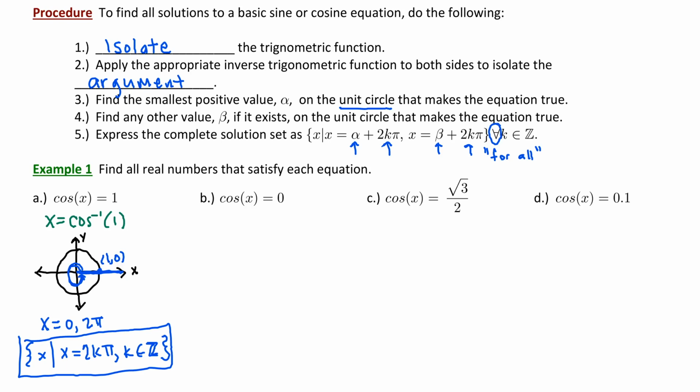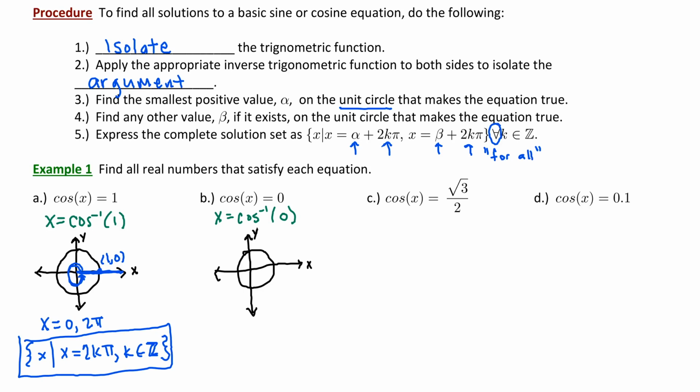Let's try that process on example B. The equation is cosine of x equals 0. The trigonometric function is isolated, and we can solve for x by applying inverse cosine to both sides. We obtain x equals inverse cosine of 0. So we need to find every angle on the unit circle whose cosine, or x-coordinate, is equal to 0.